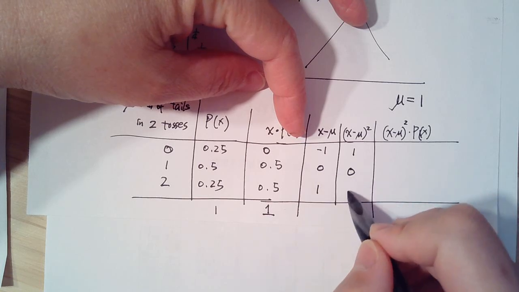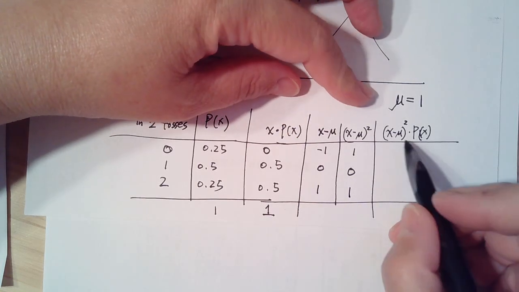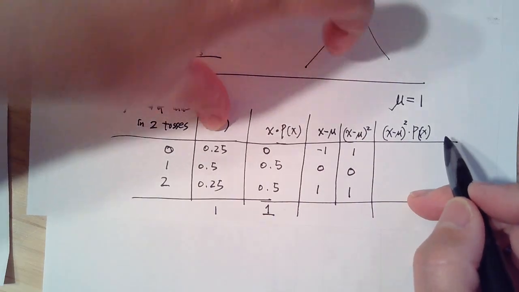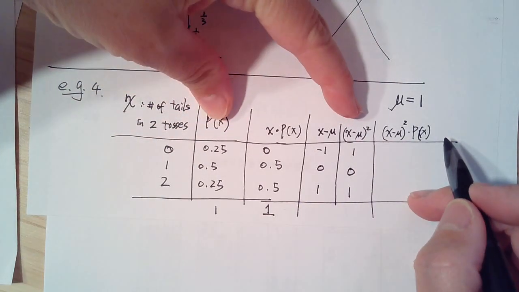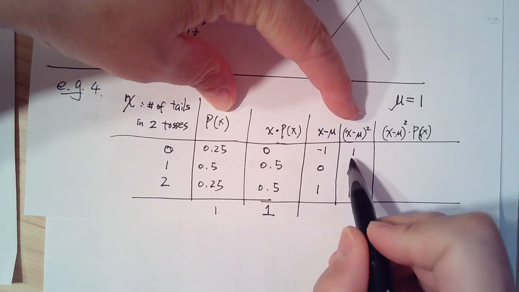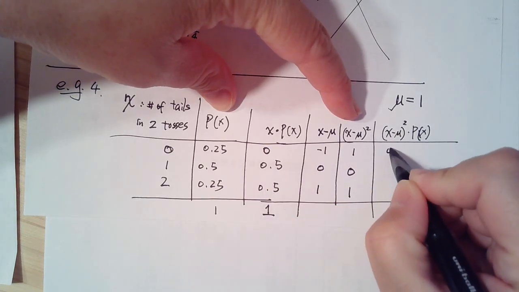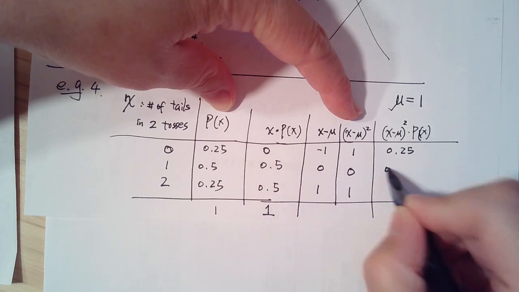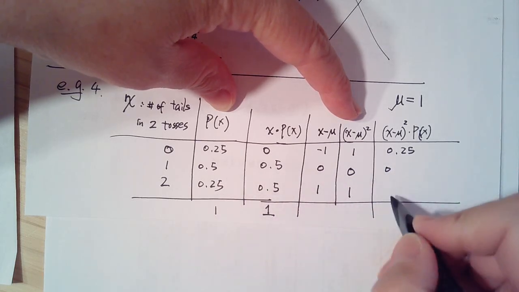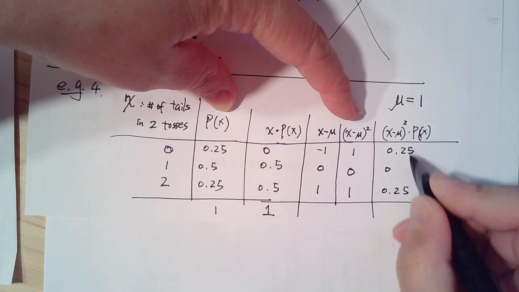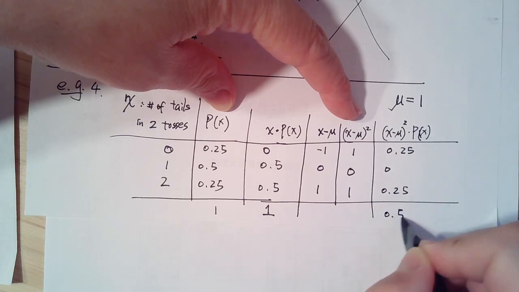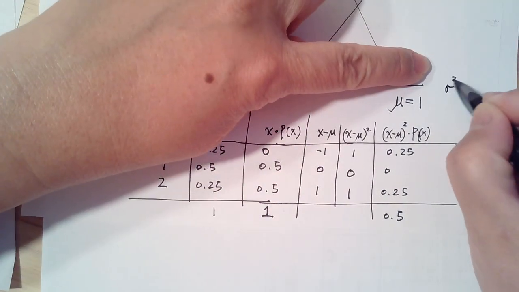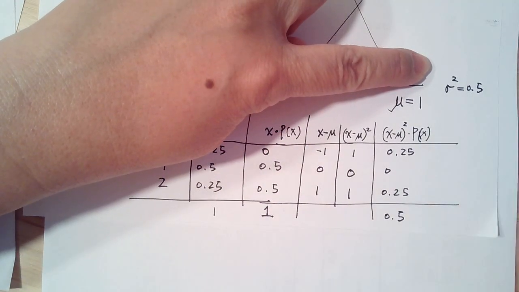Not done yet. I have to use the square term multiplied by the probability, which is here. So I'm going to multiply these two columns. So 1 times 0.25 is 0.25. 0 times whatever is 0. And the 1 times that is, again, 0.25. You add this up, you get 0.5. What is that? That's your variance. That's 0.5. By definition, that's your variance.